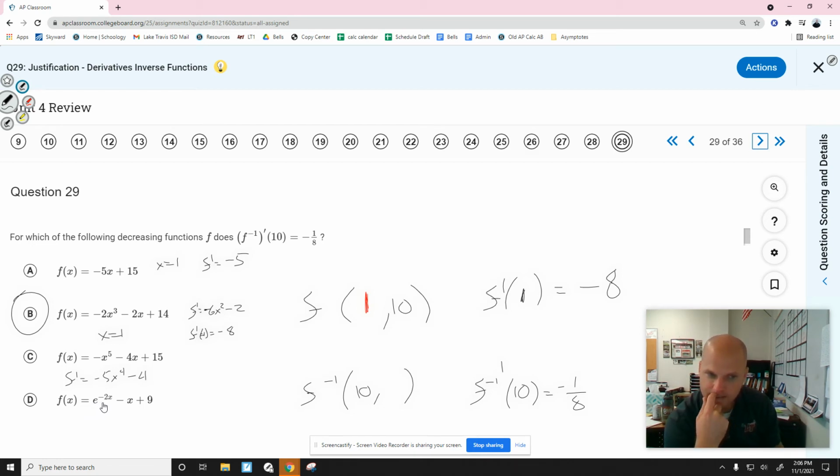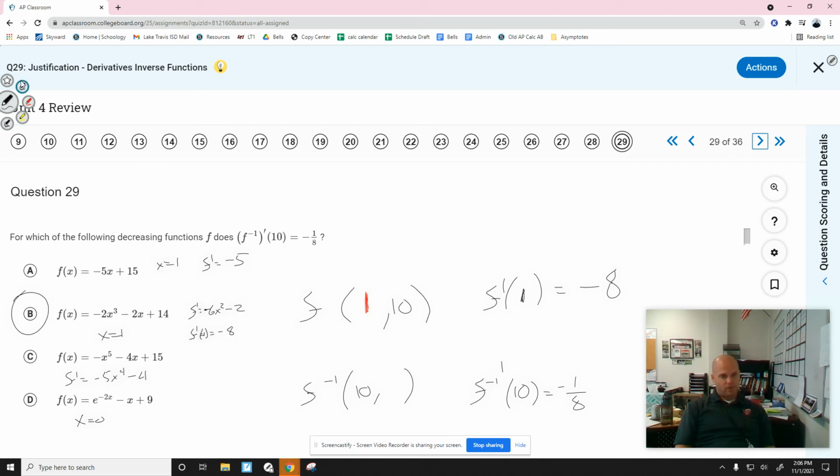I don't know how to get 10 here. It's not 0. Yeah, it is 0. It is 0, because f of 0 is e to the 0 minus 0 plus 9, which is 10. Okay, so this has the point (0, 10).